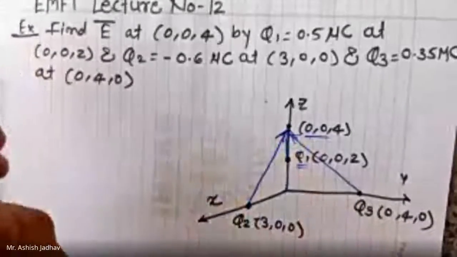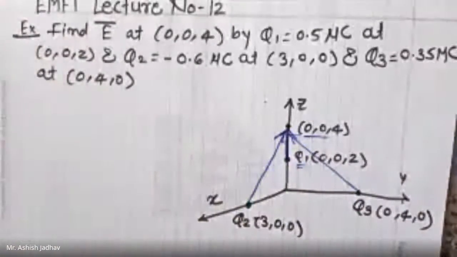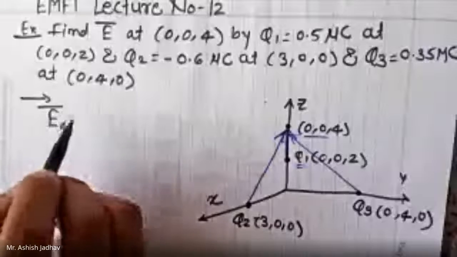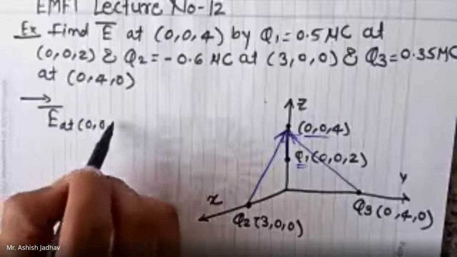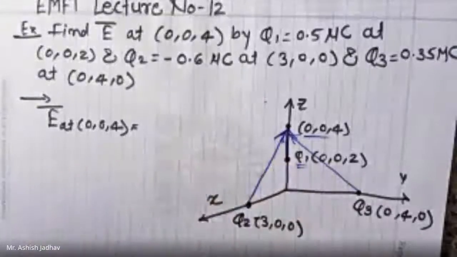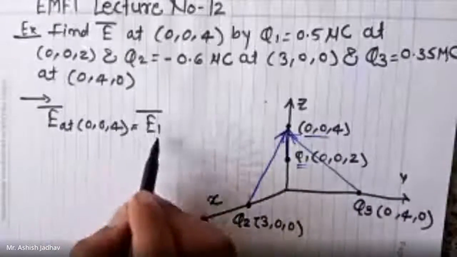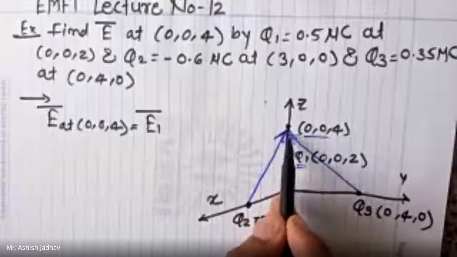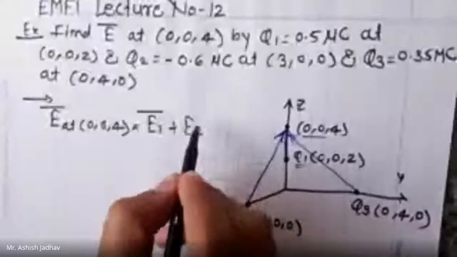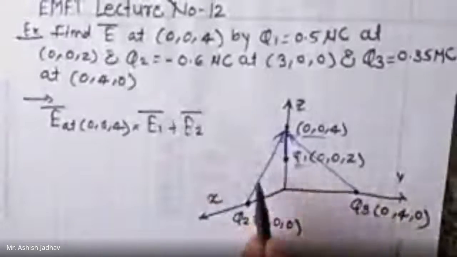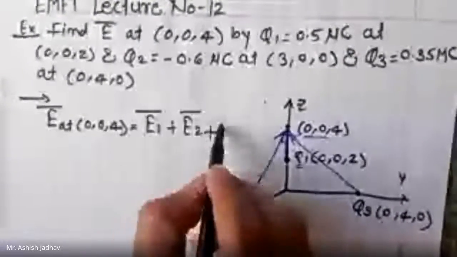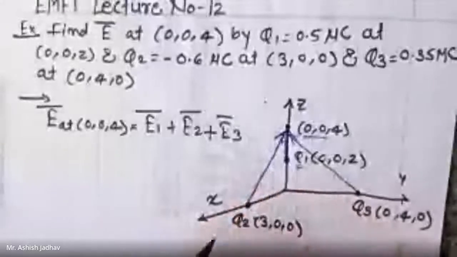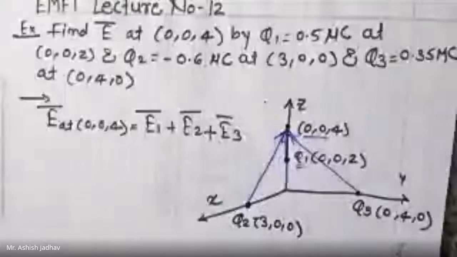So we know the principle of superposition. What is the principle of superposition? To find the electric field intensity, E bar at 0, 0, 4 is equal to E1 bar. What is E1? E1 is the electric field intensity produced because of Q1. So you have to calculate this E1 plus E2. E2 is the electric field intensity produced by Q2, plus E3. E3 is the electric field intensity produced by Q3. So we have to calculate all those electric field intensities individually.